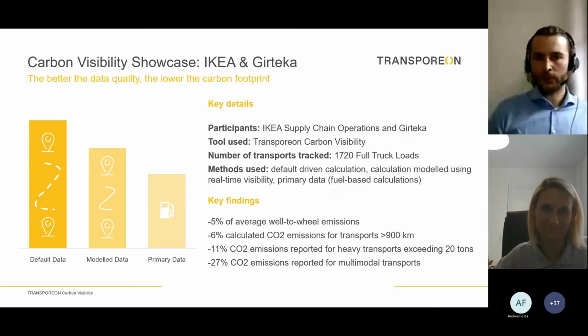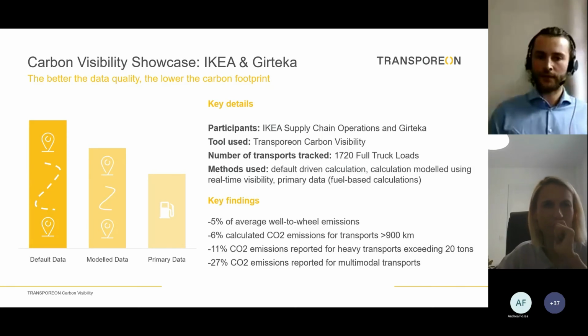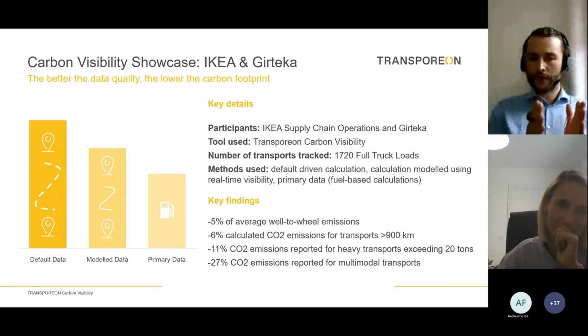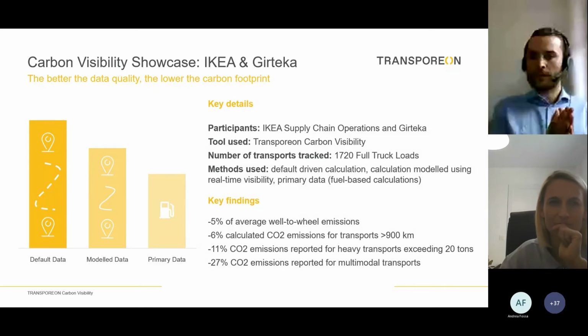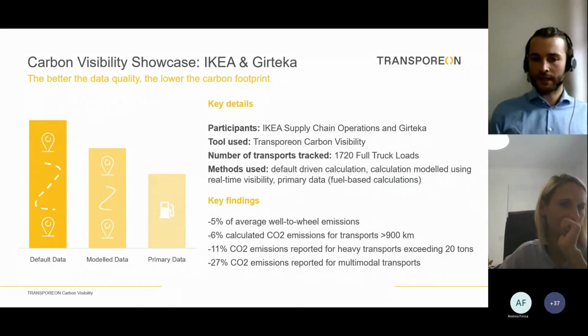So to come to the details of the case study design and the key findings that we have identified, first of all, we have compared all three data models, all three calculation models from the GLEC framework, on the same transports. So we have calculated each transport with three different models to really compare what is actually the deviation between the different models, and to what extent this is really making a difference or not.